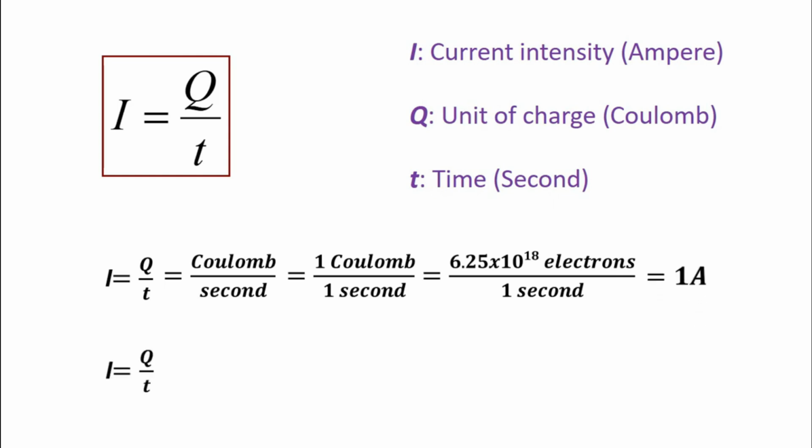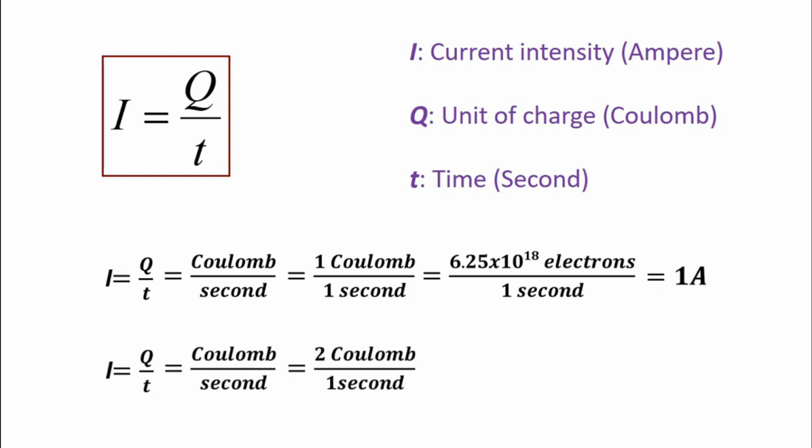If 2 coulomb charge flows in 1 second, namely 1.25 times 10 to the power of 19 electrons flow in 1 second, this creates 2 amperes. This is how we can explain the current and the relationship between the current and voltage.